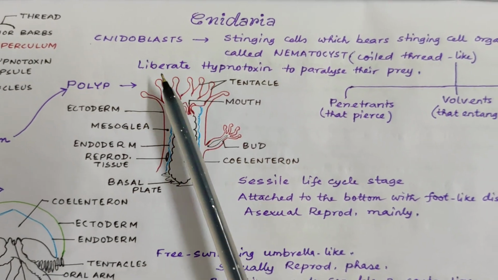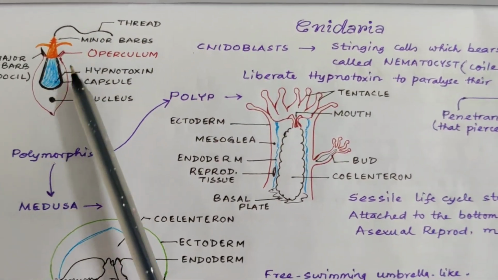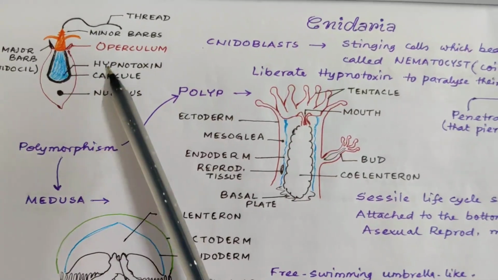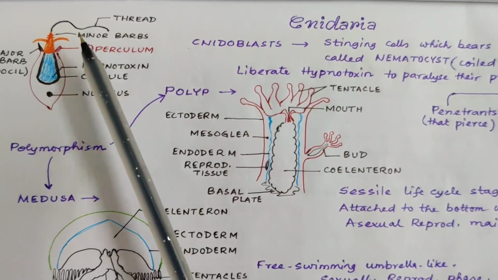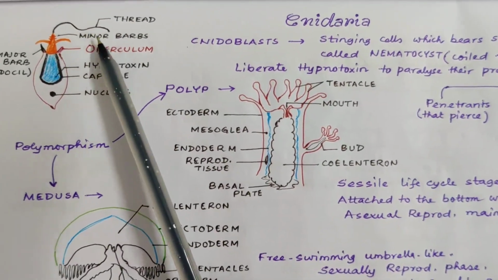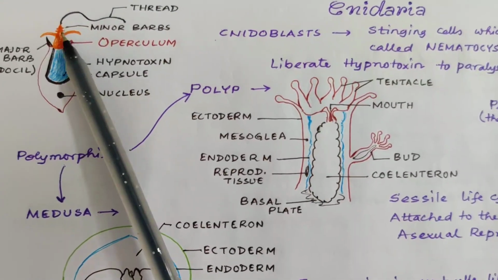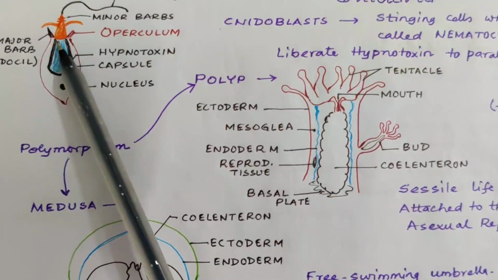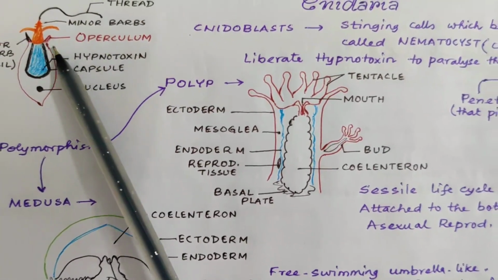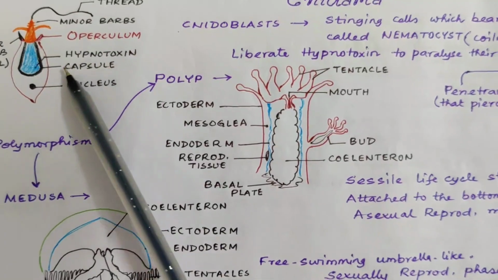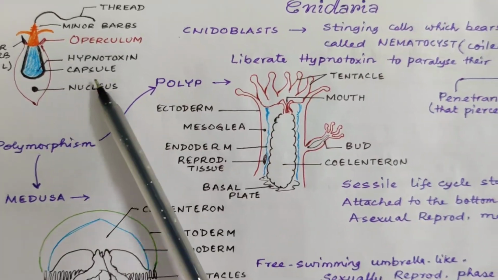What is their function actually? They liberate hypnotoxin to paralyze their prey. Now this is the cnidoblast cell, the structure of cnidoblast. They contain this thread. Nematocyst is the coiled thread. This is the nematocyst. It has minor barbs, these pointed structures, and this major barb, which is also a pointed structure. This is known as cnidocyl. There is a leaf-like structure called operculum. The hypnotoxin is present within the capsule. There is a nucleus because it's a cell.